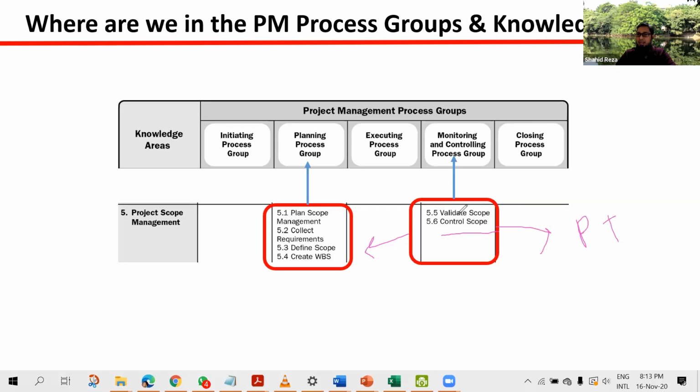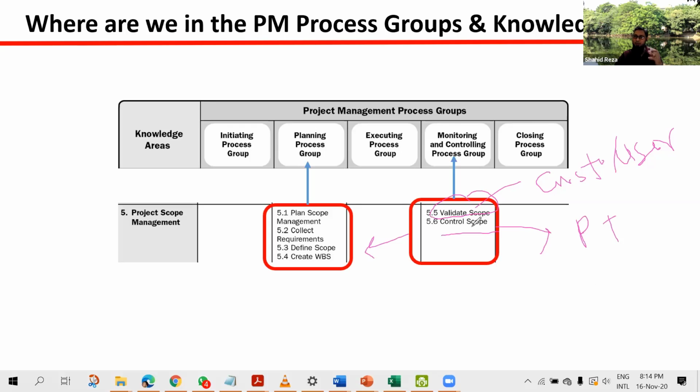The last process is validate scope. Validate scope means after we have developed all the scope, or say in one iteration you have developed some scope, that deliverable you have to validate with the customer. You will involve your customer to validate the deliverable that you have produced so far. If the customer accepts, then that will be an accepted deliverable. Customer has accepted. So in validate scope you involve the customer or user, and they will validate whether their expectation is met as per the baseline.